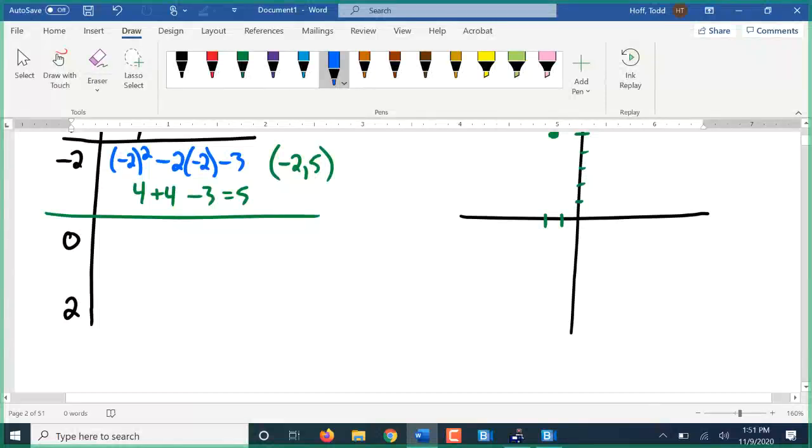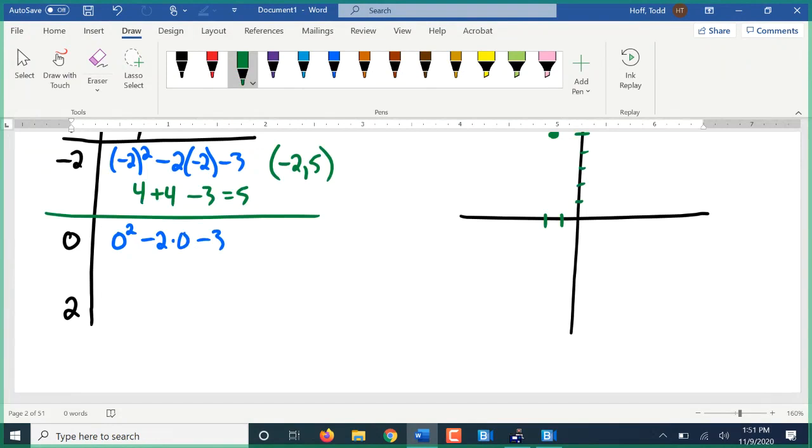X is 0. Well, y would be 0 squared minus 2 times 0 minus 3. 0 squared is 0. Negative 2 times 0 is 0. 0 minus 3 is a negative 3. So this is giving us the ordered pair that when x is 0, y is negative 3. There's a point right there.